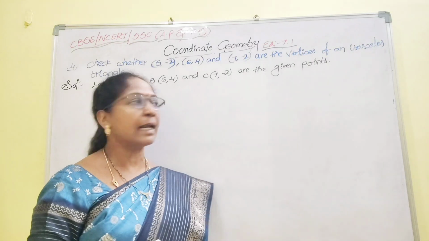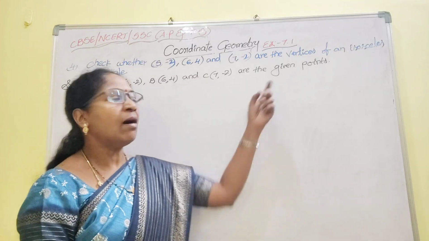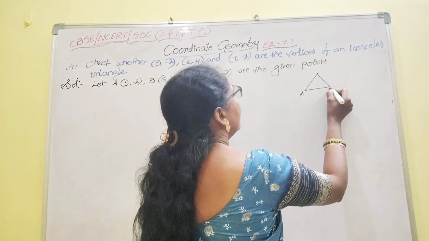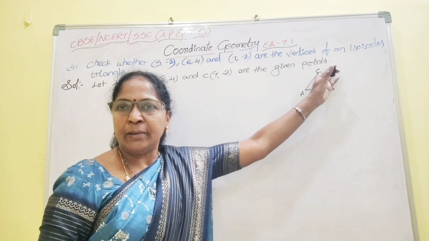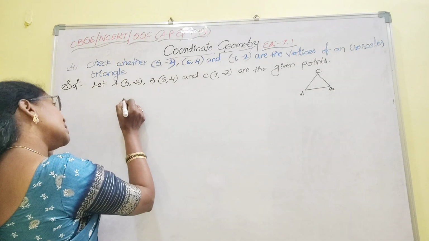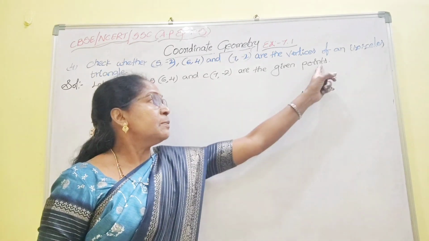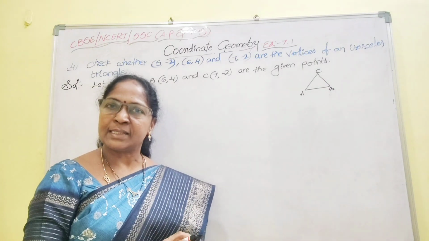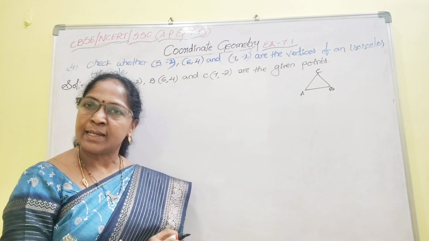an isosceles triangle. So first, assume that A, B and C are the given points. These three are the given points, and the A, B, C values are already given. What you have to do here is find the distances AB, BC and CA using the distance formula. If any two sides are equal, then we can say that the given points are the vertices of an isosceles triangle.